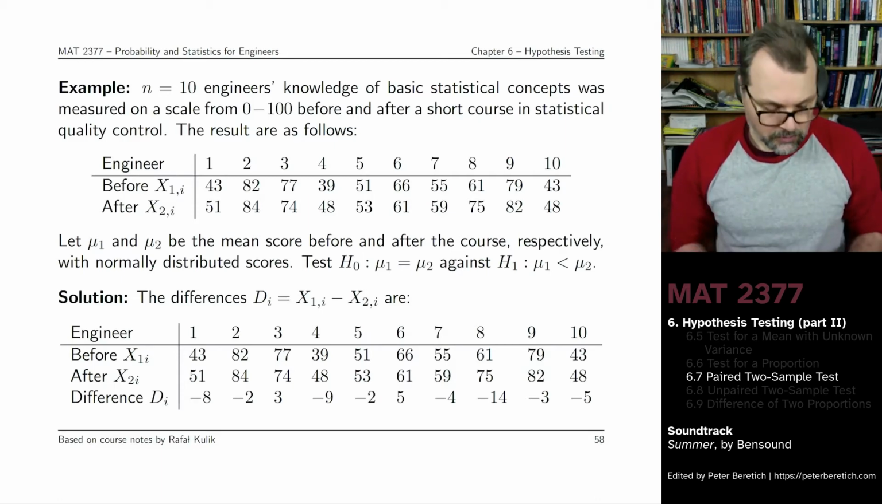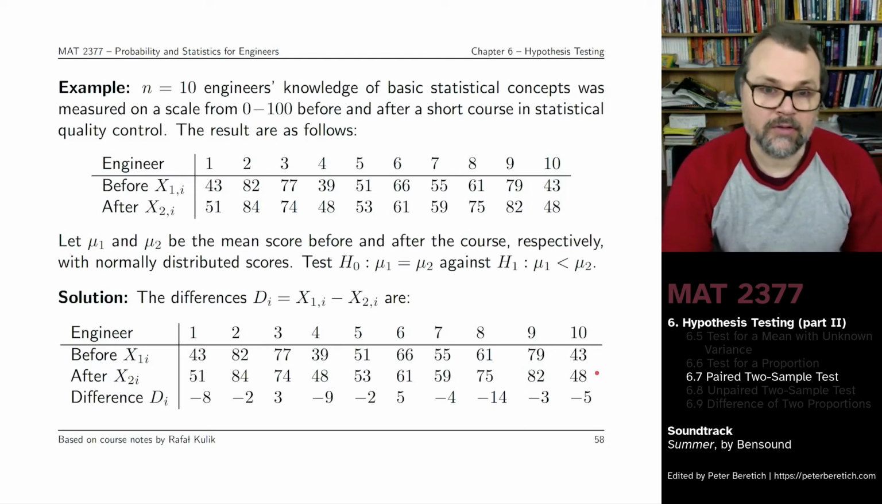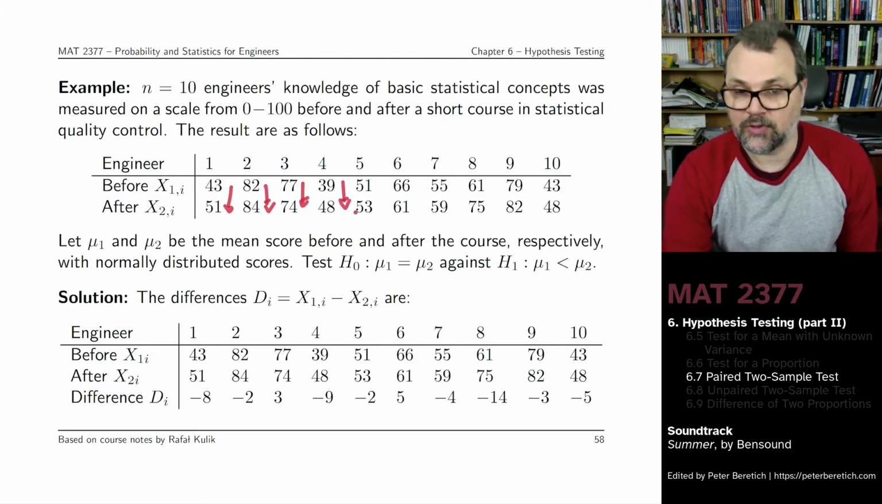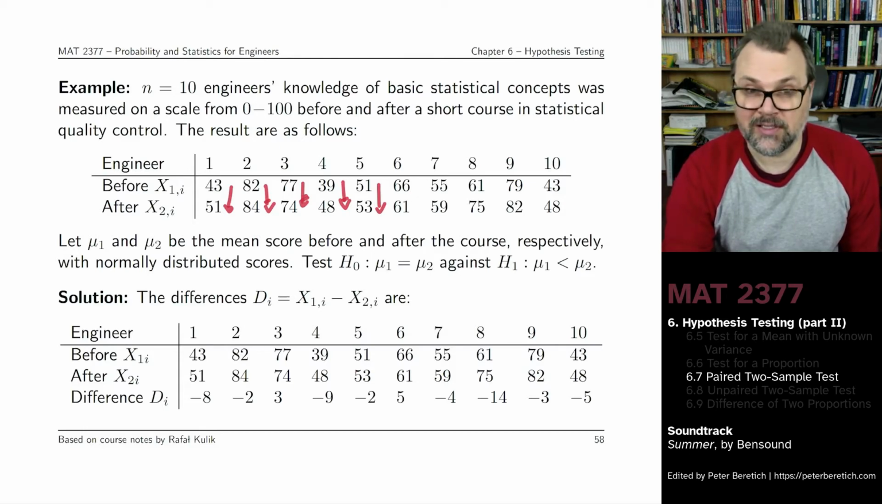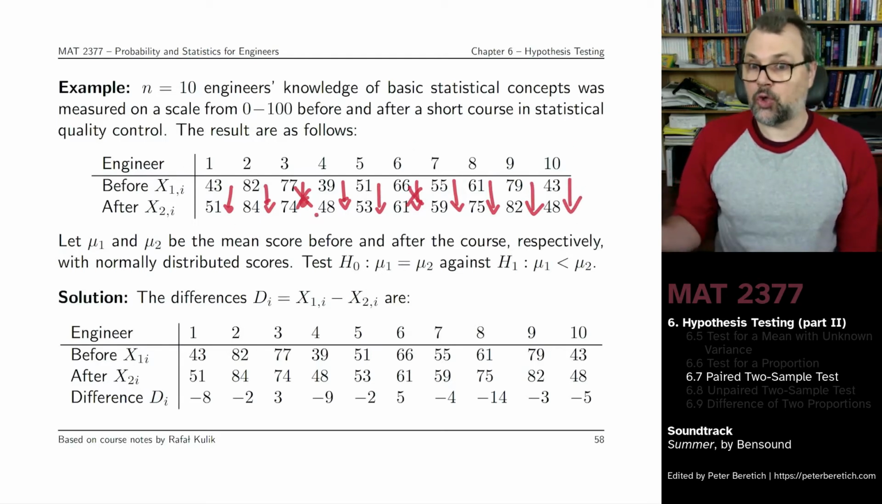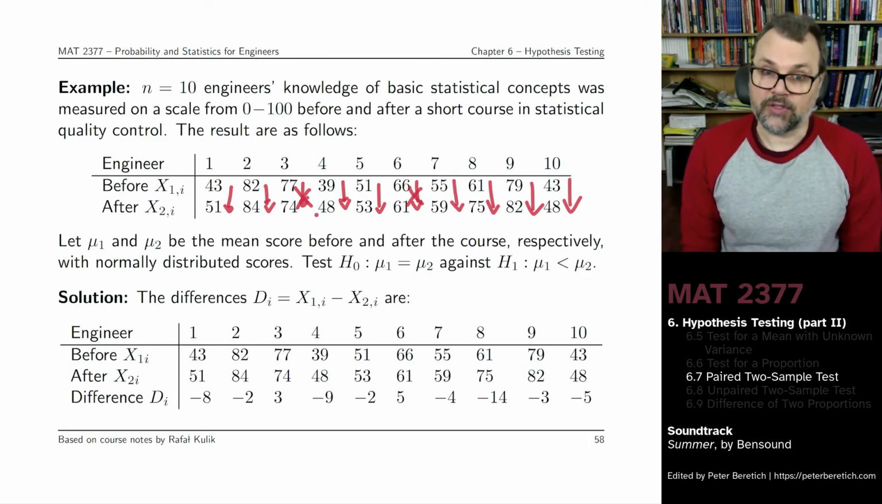So if you look at them one by one, the first one had very little understanding, 43, then went to 51. 82, 84, short increase. 77, 74, this one did not increase. 39, 48, that's a sizable increase. 51, 53, small increase. 66, 61, did not increase. 55, 59, an increase; 61, 75, increase; 79, 82, increase; 43, 48, increase. So amongst the 10, 8 of them showed an increase, but 2 of them showed a decrease.